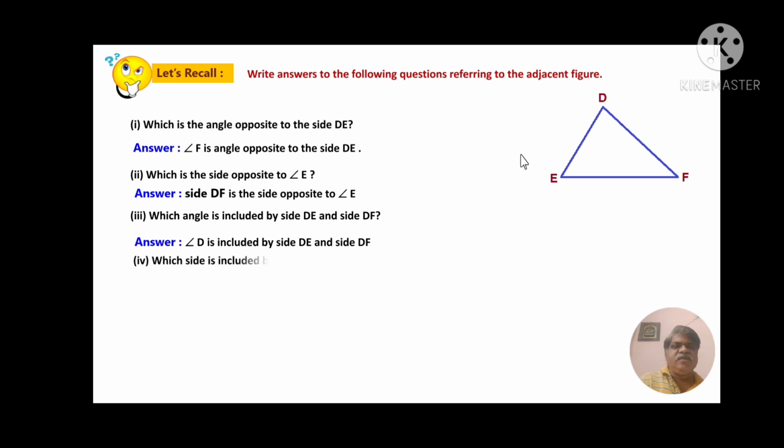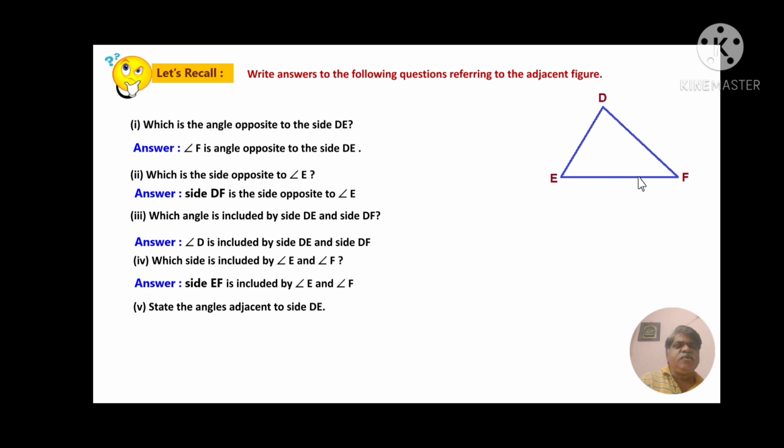Next question, which side is included by angle E and angle F? These two angles include EF. Therefore, side EF is included by angle E and angle F. And the last question, state the angles adjacent to side DE. Angle F is opposite, so the adjacent angles will be these two, angle D and angle E. So we can write that angle D and angle E are the adjacent angles. These are the basic things that you have to recall.